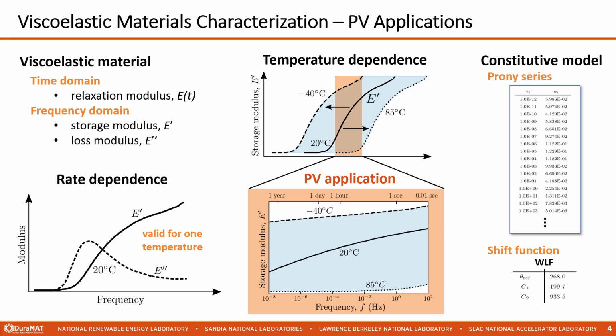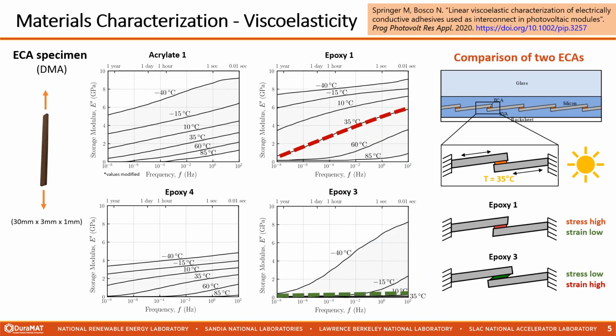With this characterization, we were able to use a generalized Maxwell model to describe the constitutive behavior sufficiently well. As can be seen on the right-hand side, a single Young's modulus value would be insufficient to describe the mechanical behavior. Instead, a long set of Prony terms and a time-temperature shift function are required to fully describe the viscoelastic behavior of the material. We've characterized a set of different ECAs, all marketed for the PV industry.